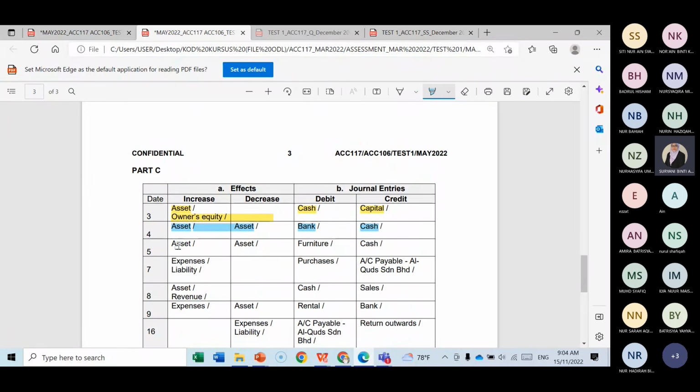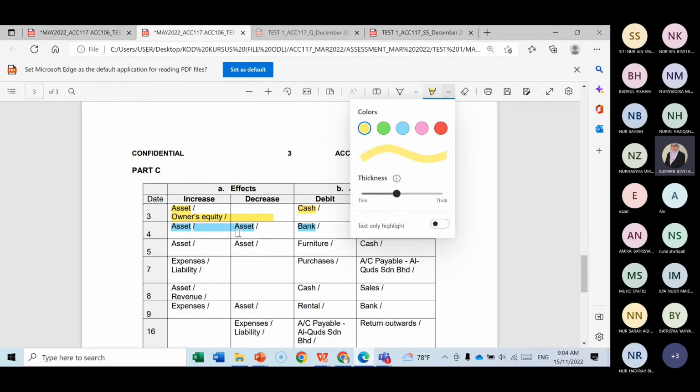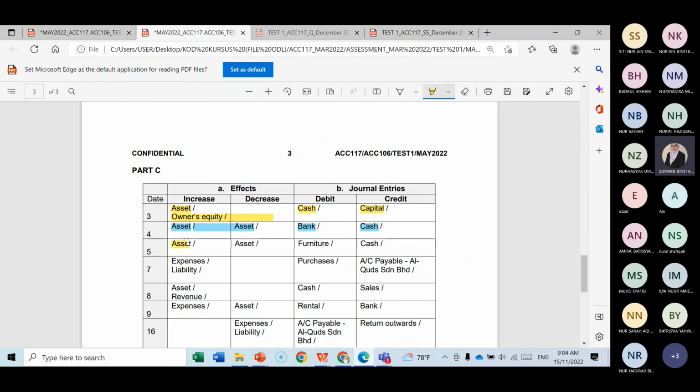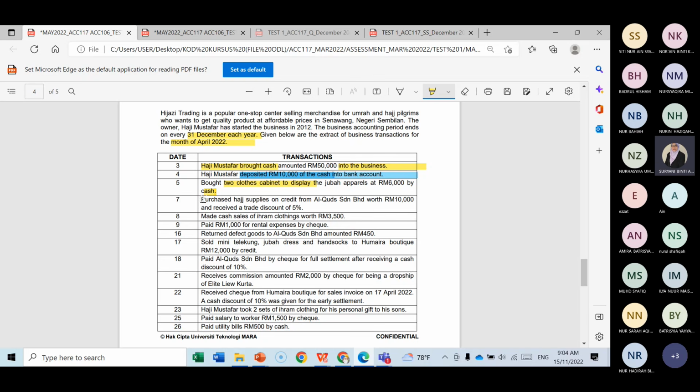Asset increase, asset decrease. So the increase in asset is referring to what? The display cabinet, or you can rename it as furniture. Okay, and the decrease in asset is due to your cash because you pay for the cabinet by cash. So you credit your cash account.